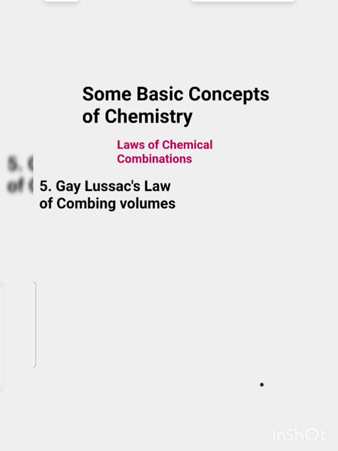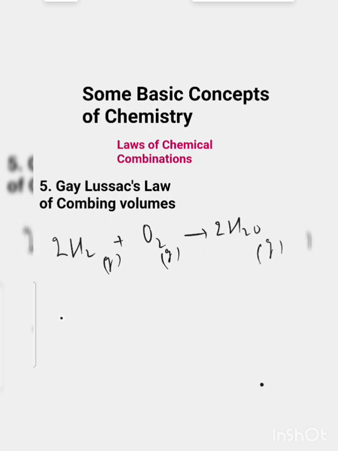So the fifth and last law is Gay-Lussac's law of combining volumes. What this law says is that, for example, we have H2 plus O2 giving H2O, all in gaseous form. This is gaseous, this is also gaseous, this is also in gaseous form. Balancing this equation, this is 2H2 plus O2 giving 2H2O. This is two volumes, this is one volume, and this is two volumes.